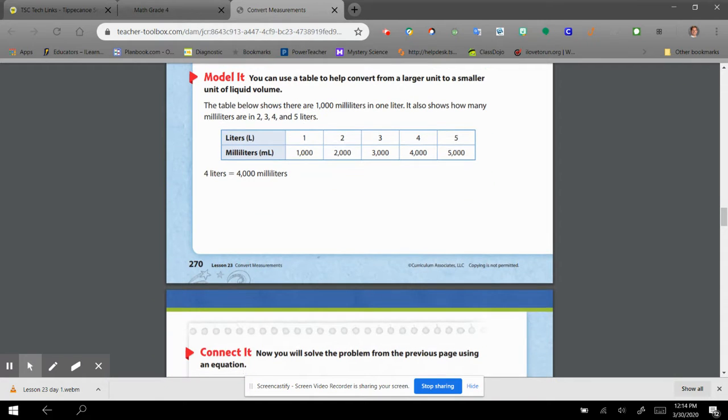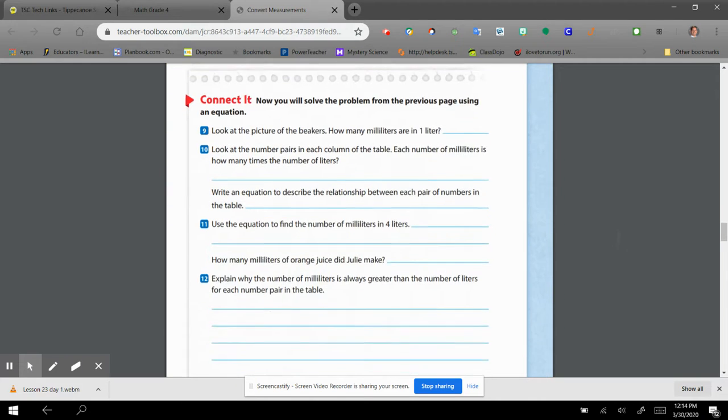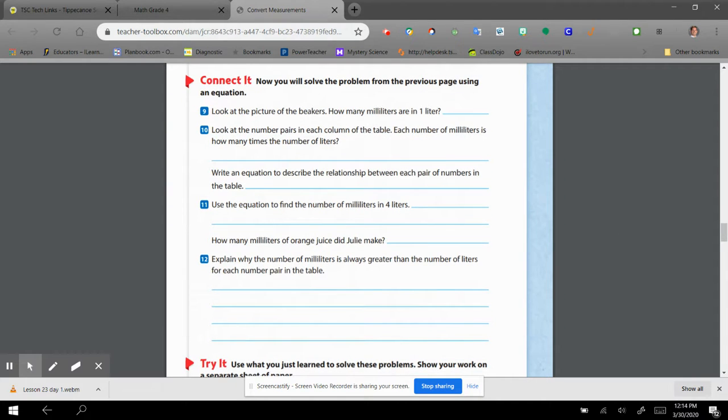1 liter equals 1,000 milliliters. So 2 is 2,000, 3, 3,000, 4, 4,000, 5, 5,000. And it keeps going and going just like that. So if you look at the picture of the beakers, how many milliliters are in 1 liter? The answer would be 1,000.